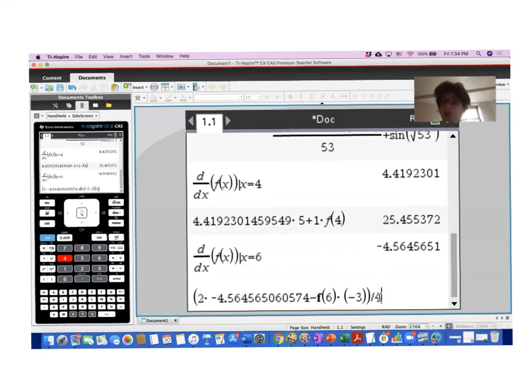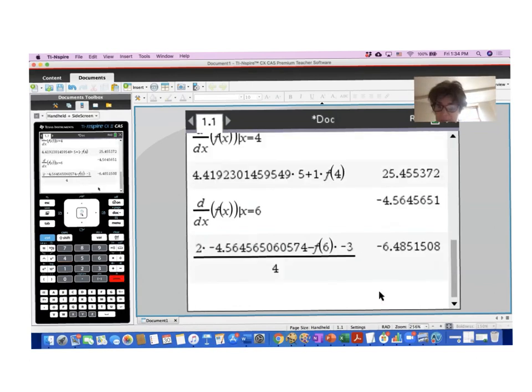Okay, now if I press enter, that is the decimal that will truncate. And I get -6.4851. So the answer should be -6.485. If you wrote -6.484, we'd lose a point because we must have rounded off the f of 6 or the derivative of f of 6 too soon. So we carry it down to the very end.